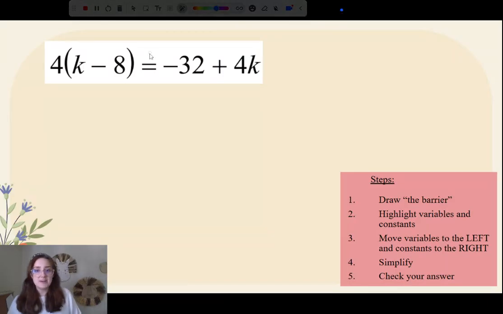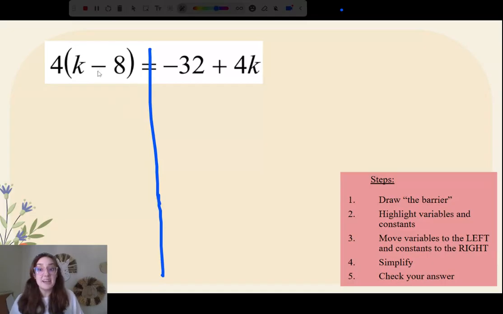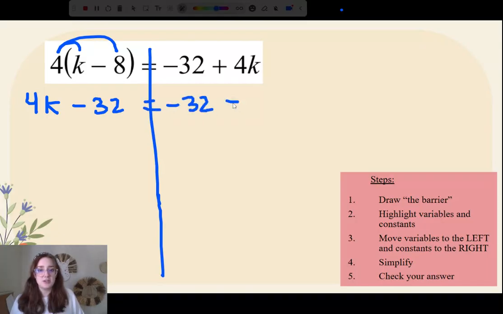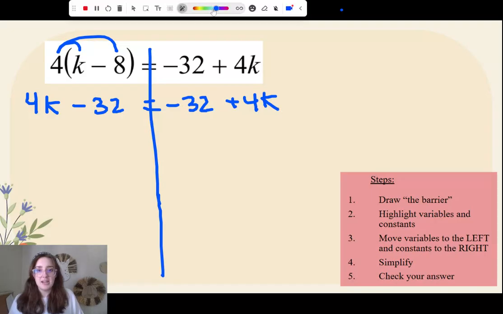All right, so same idea here. We want to start by drawing our line through our equal sign. And again, we're observing there are some parentheses here, 4 times parenthesis k minus 8. So we want to simplify, right, getting rid of those parentheses. So how do we do that? We're going to distribute yet again and rewrite. So I'll have 4, in this case the variable is k, minus 8 times 4 should be 32, equals negative 32 plus 4k.